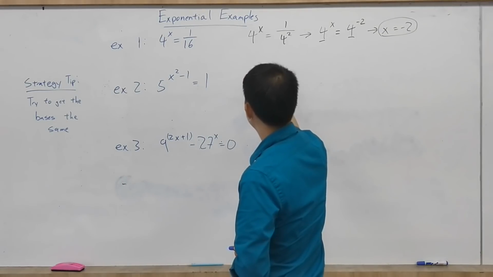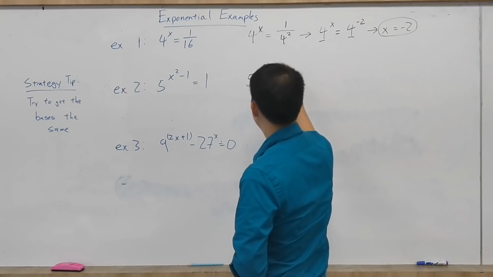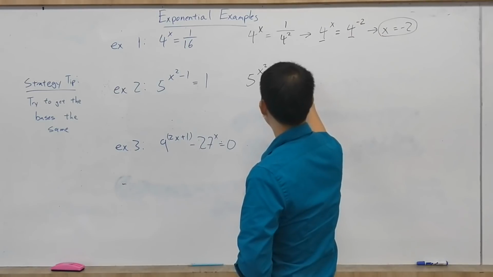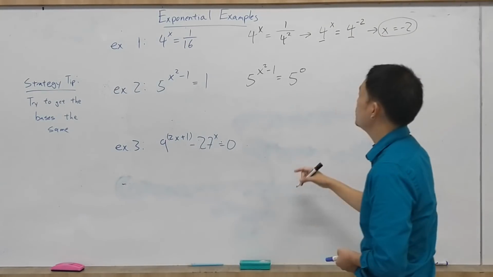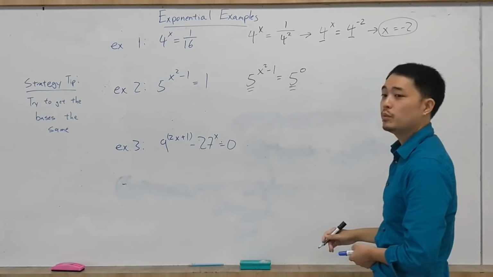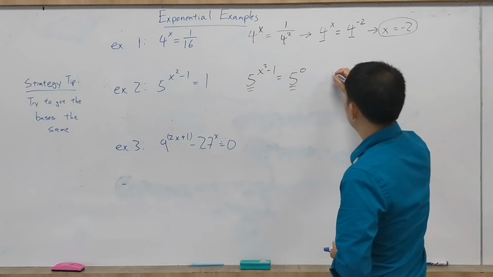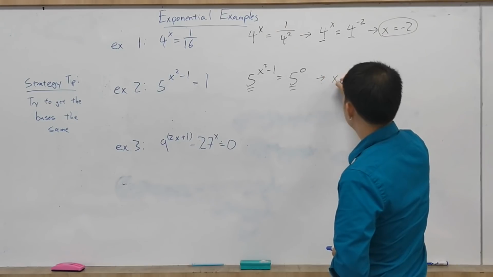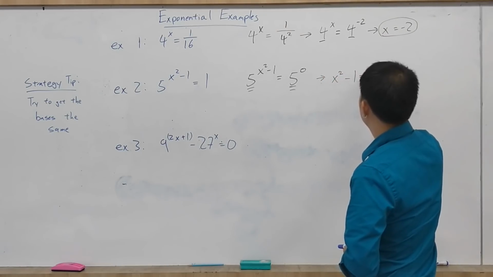So I'm going to rewrite this equation as 5 to the power x squared minus 1 equals 5 to the power 0. And from here, clearly we see that now the bases are the same, so we can do the identification again. That means x squared minus 1 equals 0.